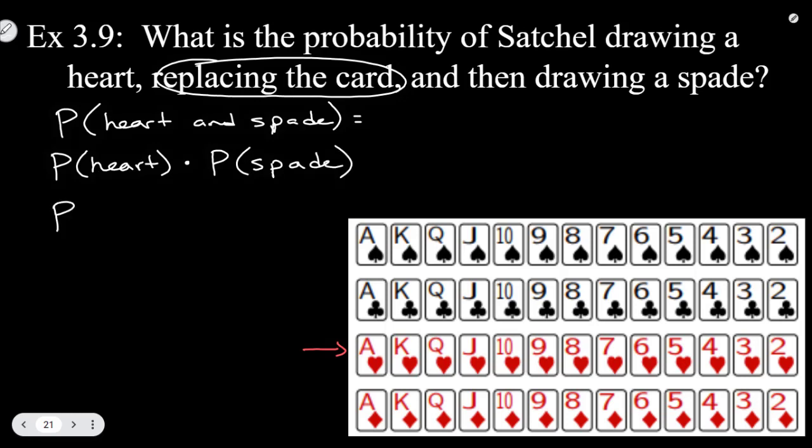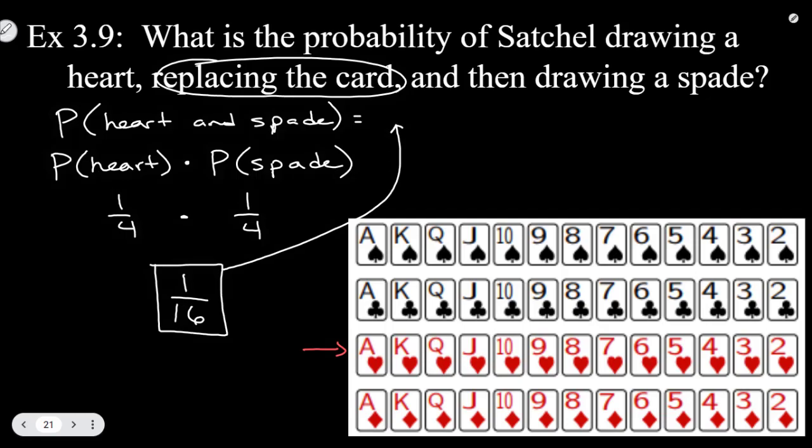And we just talked about this in a previous one. The probability of getting a heart is going to be 13 out of 52, which is 1/4. The probability of getting a spade is the same thing. We multiply that together. 1/4 times 1/4 is 1/16. And so that is our probability of getting a heart on the first pick and a spade on the second pick.